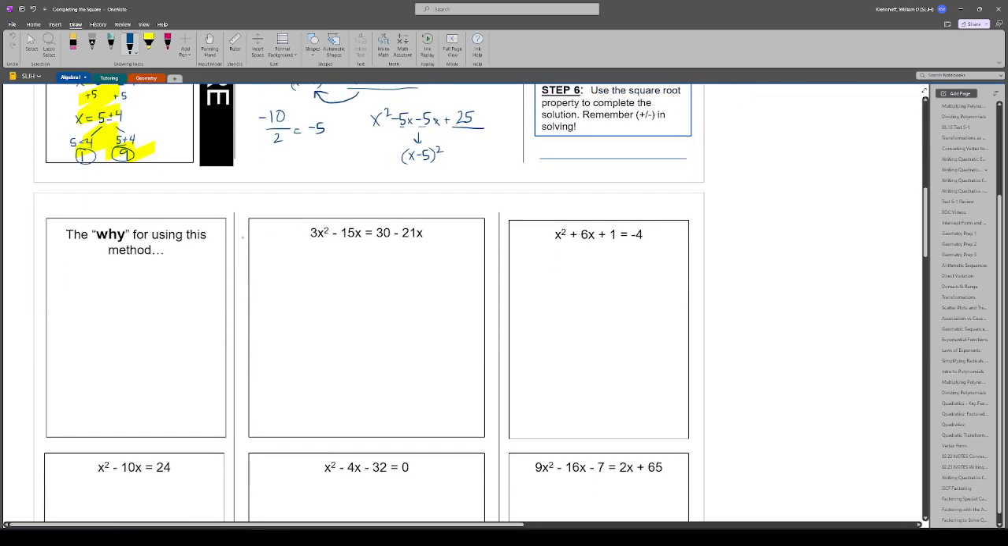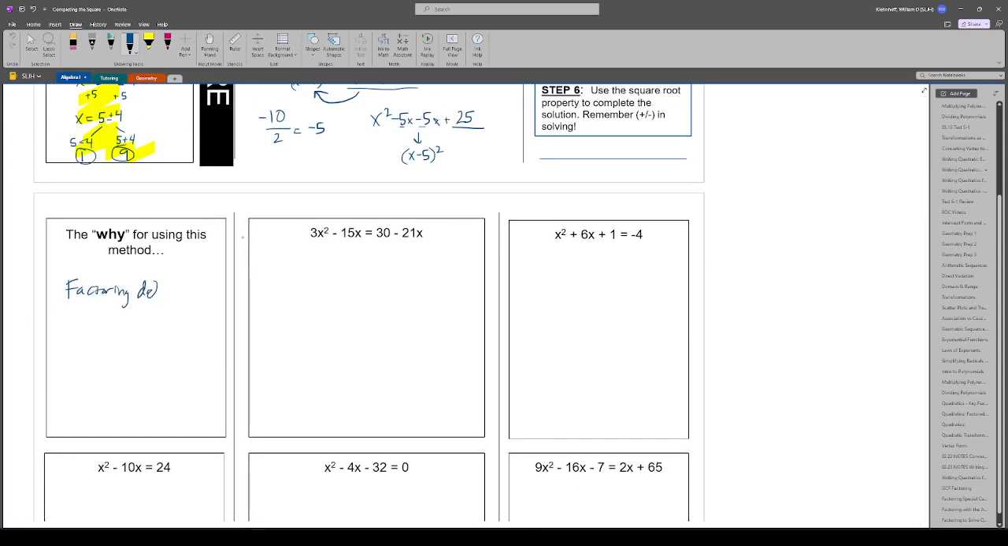So the why for using this method is factoring didn't work, basically. So if we can factor, we should. And there's several ways of factoring. We have GCF, and we have special cases, and we have area model.